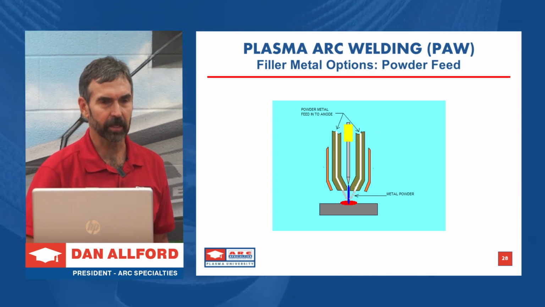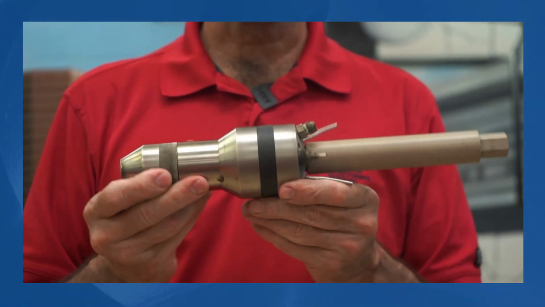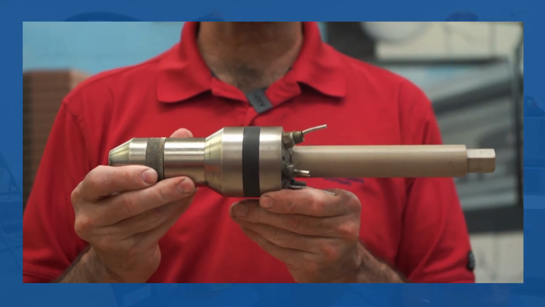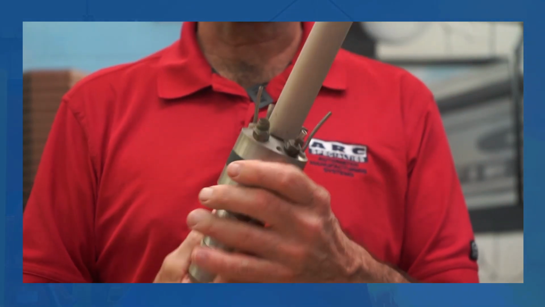So I've actually got a plasma torch here, and we're going to take it apart and show you how it goes together. So here we have a plasma torch. This is an Excalibur designed by Rod Weber, one of my favorite torches. And I'll show you all the pieces.